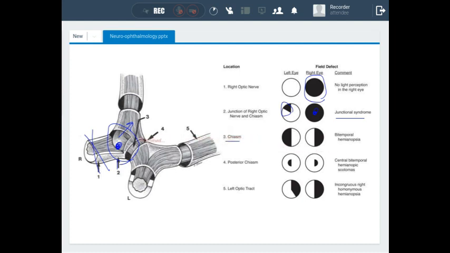At the chiasm, at number 3, if it is central in the chiasm and symmetrical, it will lead to bitemporal hemianopia, and as we said, this is not a very common presentation. In the posterior chiasm, this will lead to central bitemporal hemianopia, and for the optic tract, it will lead to affection of the ipsilateral temporal fibers and the decussating nasal fibers. This will lead to contralateral homonymous hemianopia, as we will see now.